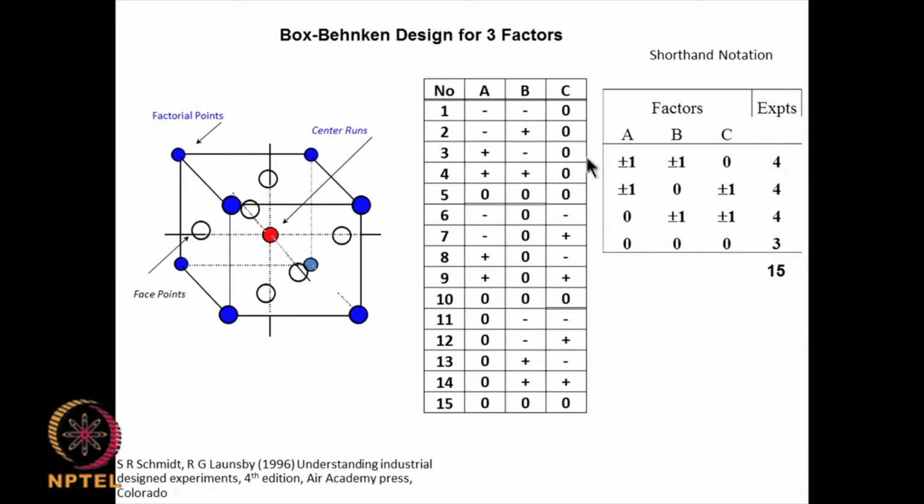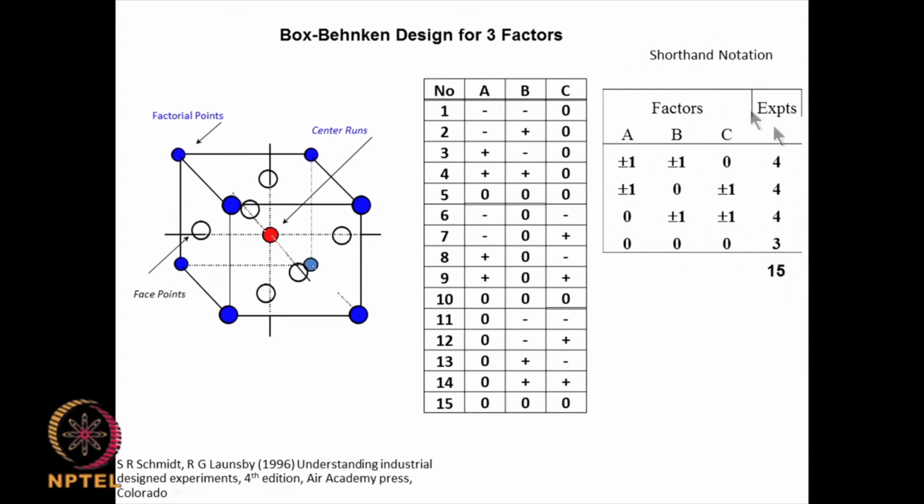It can be represented in this short form: A as plus or minus, B as plus or minus, and C at 0. That will make up 4 experiments, because A at plus and A at minus, with B at plus and B at minus. Then we do A plus or minus, C plus or minus, and B will be at 0. That is again 4 experiments. Then A will be at 0 and B and C plus or minus, that will be 4 experiments, and 3 experiments at the central point. So they all add up to 15.